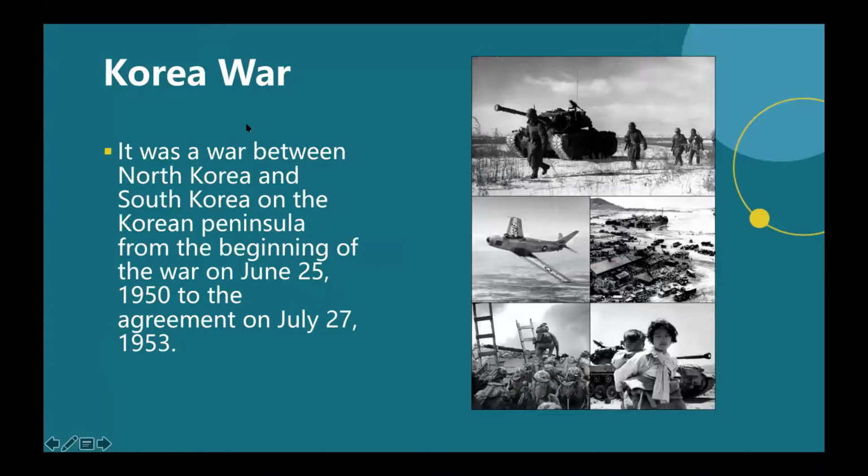So the Korean War is the first war. I think it's the first war we have with the U.S. It's the war between North Korea and South Korea, and the U.S. supports South Korea, and China and the USSR support North Korea. And in 1953, the war ends, and now we can see North Korea and South Korea on our map.